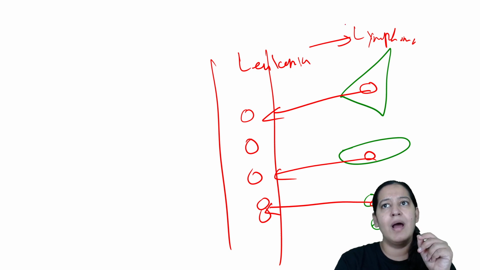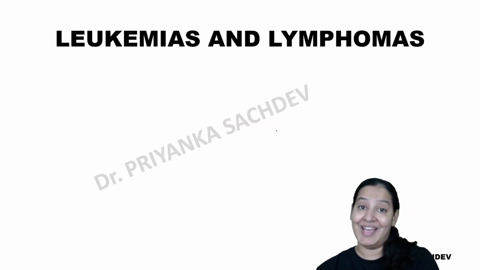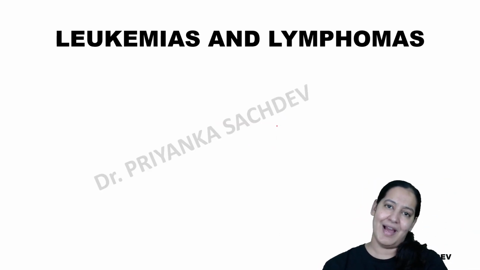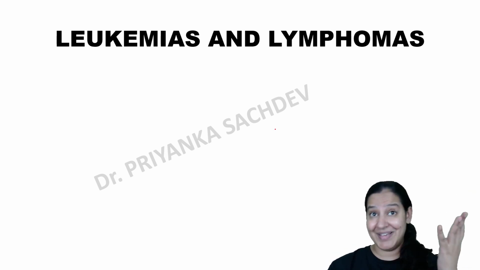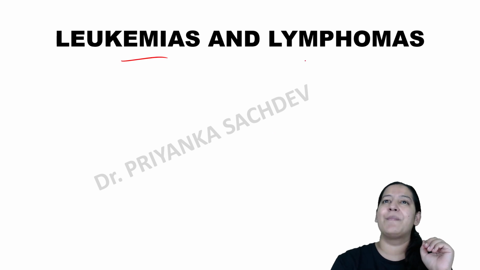Leukemia can lead to lymphoma. Lymphoma can lead to leukemia. So anything can happen. So let me start with leukemia. I hope you got it. I hope. Yes or no? That was difficult. I tried my best. Anyways, let me start with the classification of leukemias and lymphomas.